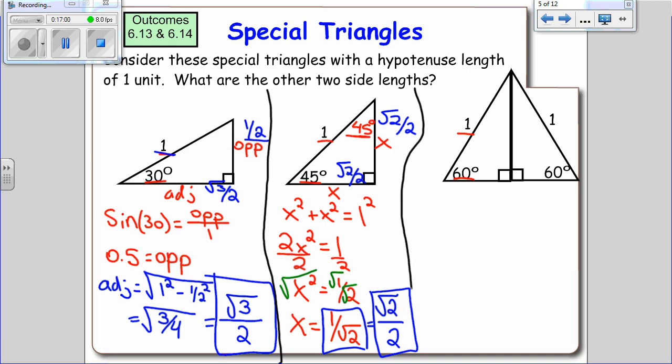Alright, the third special triangle. The third special triangle that we have is a 60-degree triangle. We could also put the special triangles beside each other. And if we did that, so if we had two 60-degree triangles, what we end up creating is an equilateral triangle. Which means this entire distance right here would have to be 1. Because an equilateral triangle has all sides the same.